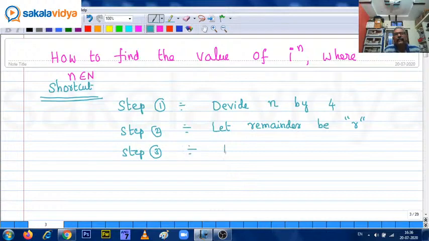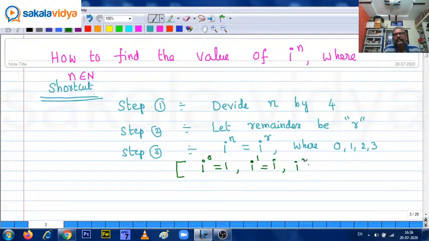I to the power of n is equal to I to the power of r. That means the r value will be either 0, 1, 2, or 3. So we need to remember these values. What are the values we need to remember? I to the power of 0 means 1, you remember. I to the power of 1 is I. I square is equal to minus 1, whereas I cube is equal to minus I. These values we need to keep in mind.